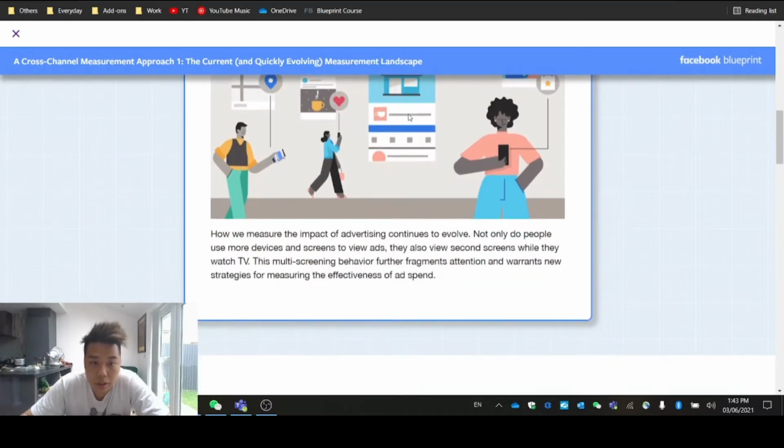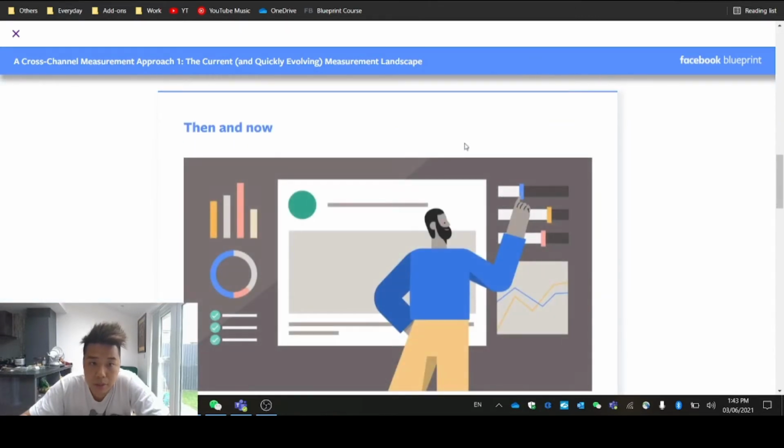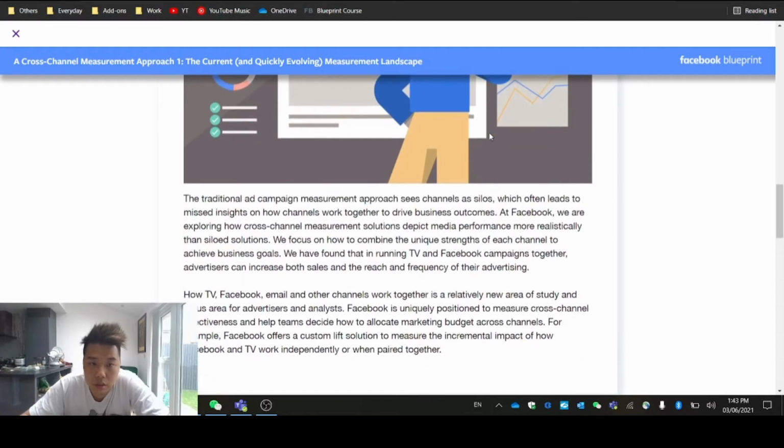Today's landscape, how we measure the impact of advertising continues to evolve. Not only do people use more devices and screens to view ads, they also view second screens while they watch TV. This multi-screening behavior further fragments attention and warrants a new strategy for measuring the effectiveness of ad spend. Then and now, the traditional ad measurement approach to these channels often leads to myths and insights on how channels work together to drive business outcomes. At Facebook, we're exploring how cross-channel measurement solutions depict media performance more realistically than solo channels. Focus on how to combine the unique strength of each channel to achieve business goals.